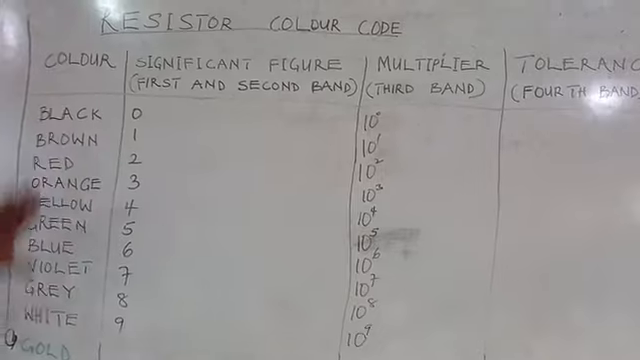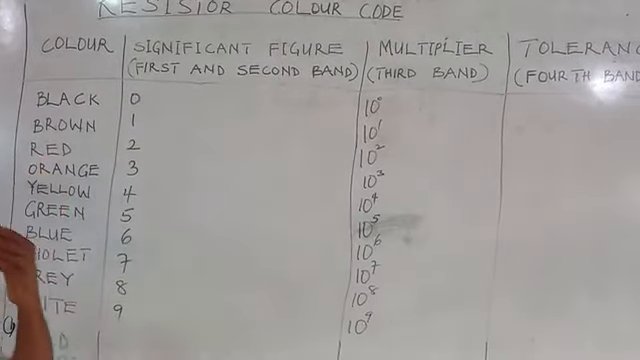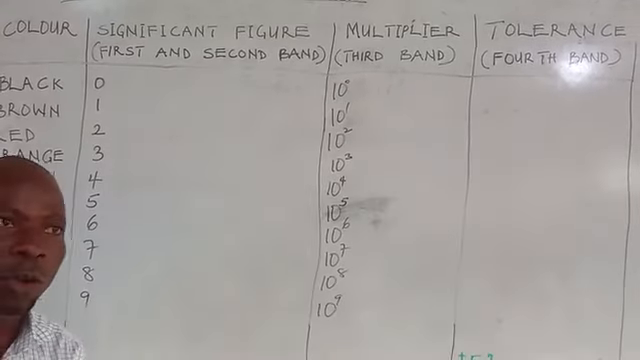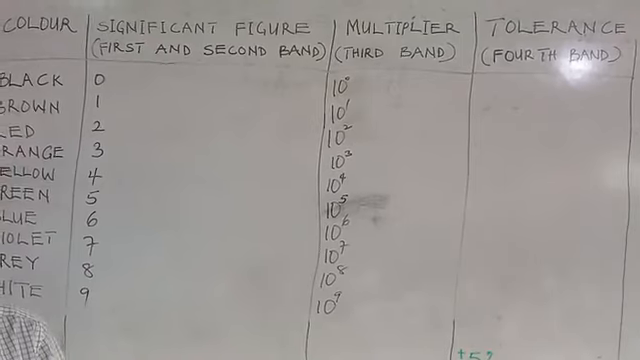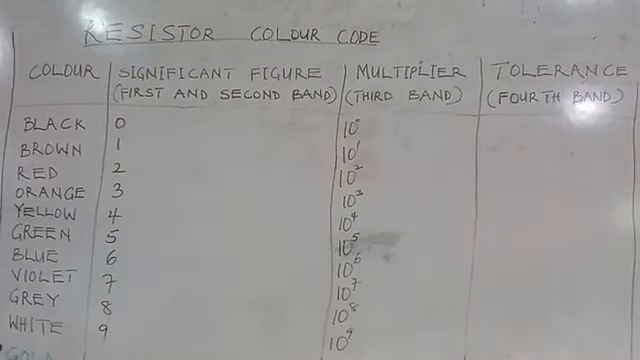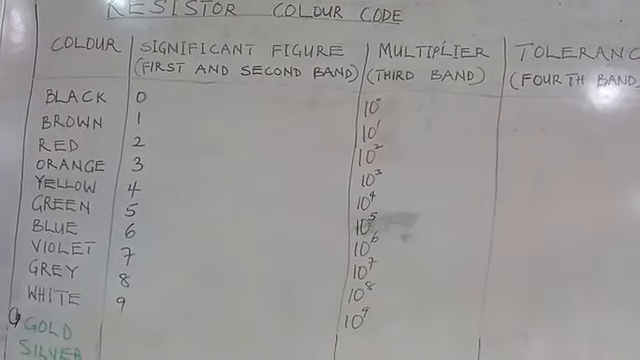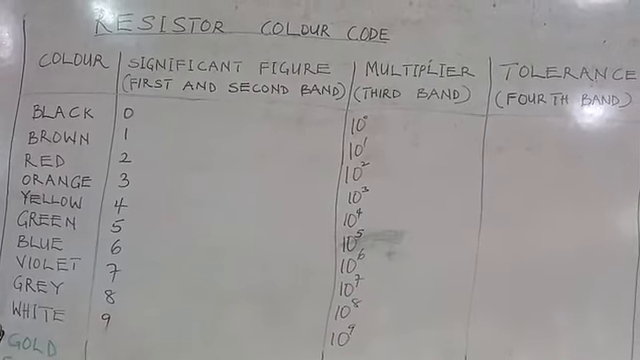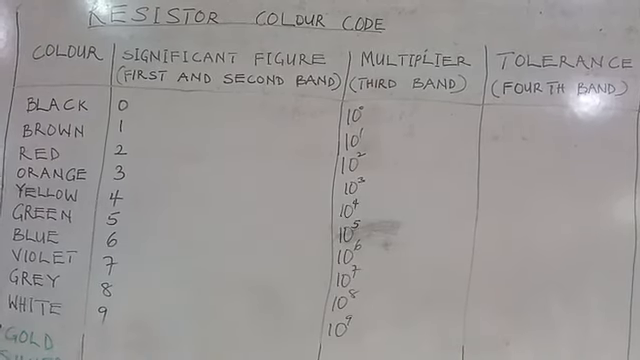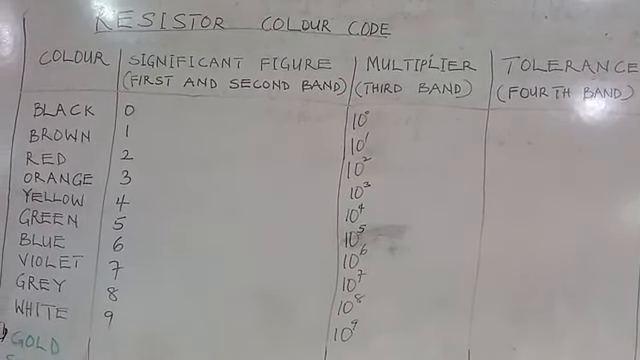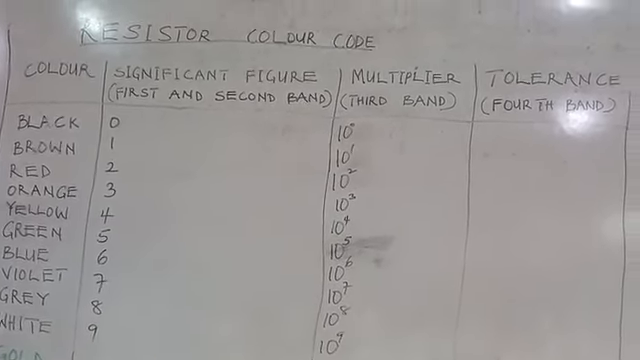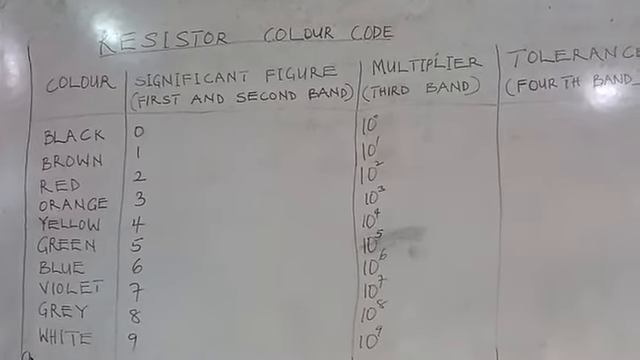We have 10 colors, and some resistors have 2 colors, 3 colors, 4 colors, or 5 colors. This number of colors is sometimes referred to as bands. So when we say 3 band resistor, 4 band resistor, 5 band resistor, it means the number of colors on that resistor. A 3 band resistor has 3 colors, a 4 band resistor has 4 colors, and a 5 band resistor has 5 colors. When you say band, we're referring to the number of colors on that resistor.